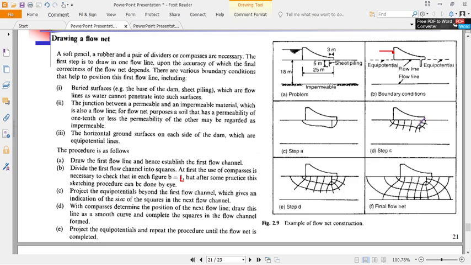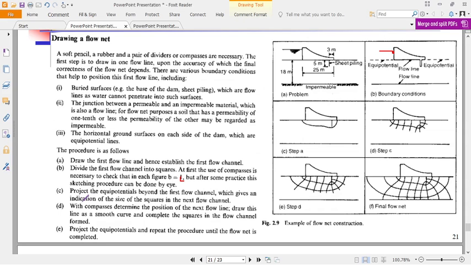After that, divide the first flow channel into squares, equal squares, at least at first. The use of compasses is necessary to check that in each figure B is equal to L. B is equal to L. But after some practice, this sketching can be done by eye.